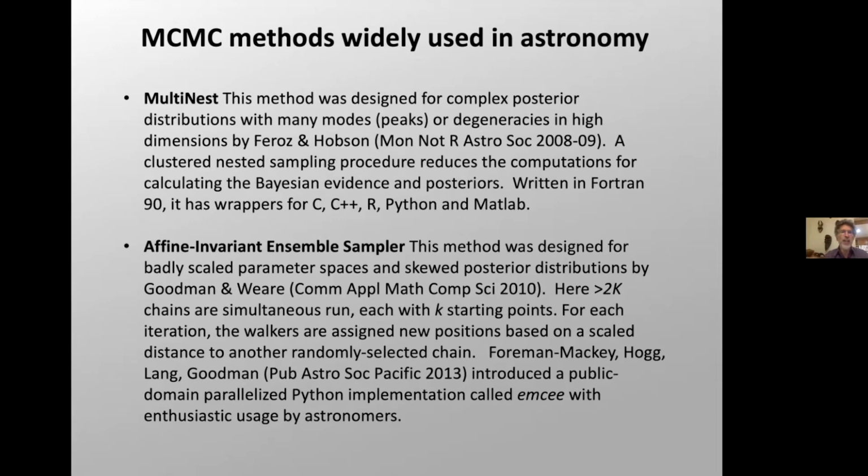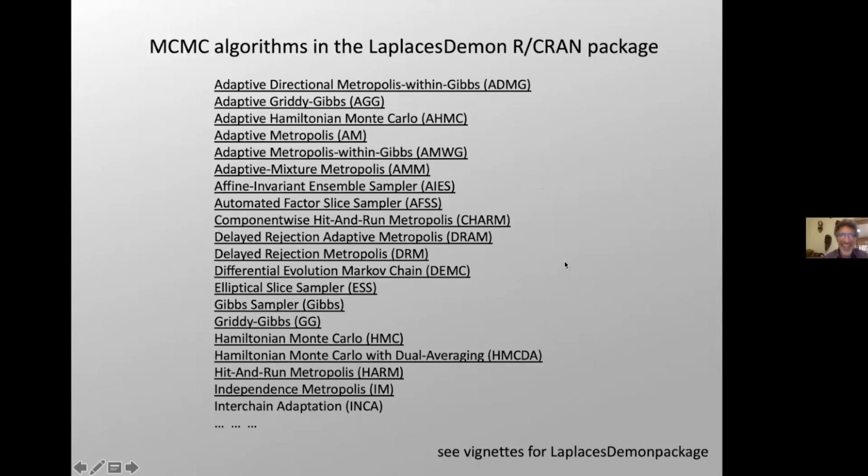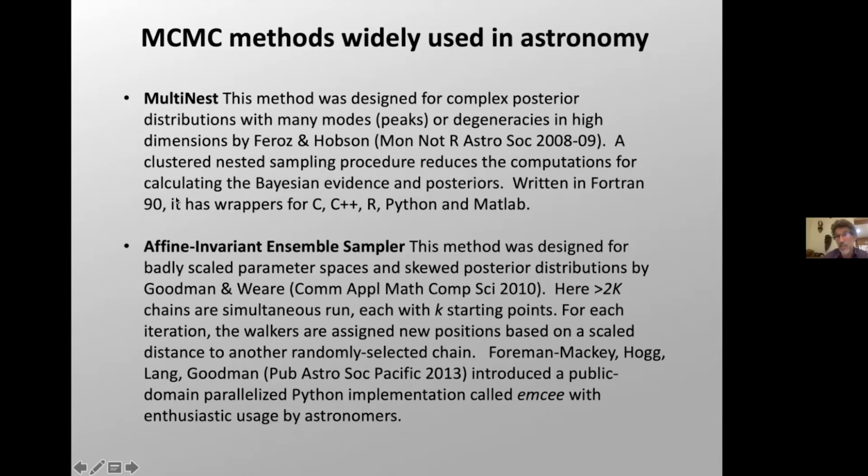So these are the ones, and there are hundreds of citations to both of these. Many people think Feroz and Hobson and Foreman-Mackey and his colleagues invented these methods, but they didn't invent them. They're all here. These are variations of those methods, implementations of them, but designed for astronomers in a very nice way.